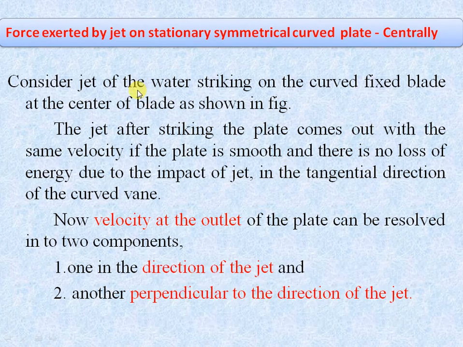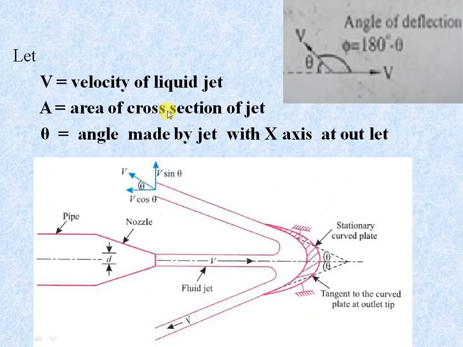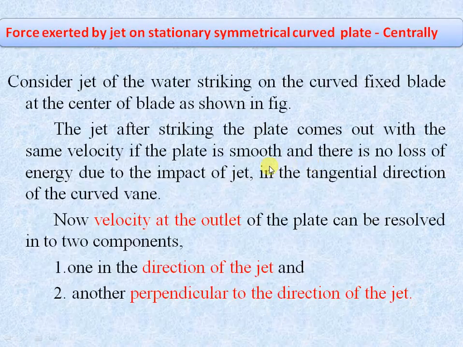So consider a jet of water striking a curved fixed blade at the center of the blade, as shown in the figure. The jet after striking the plate comes out with some velocity. If the plate is smooth and there is no loss of energy due to the impact of the jet, the water leaves in the tangential direction of the curved vane. Now the velocity at the outlet of the blade can be resolved into two components, one in the direction of the jet and another perpendicular to the direction of the jet.